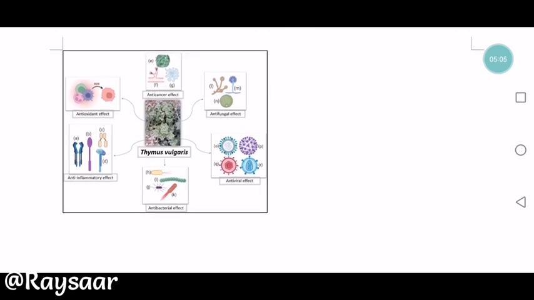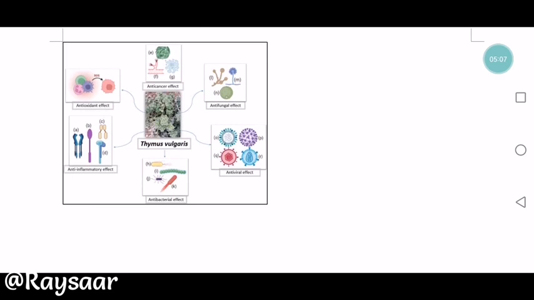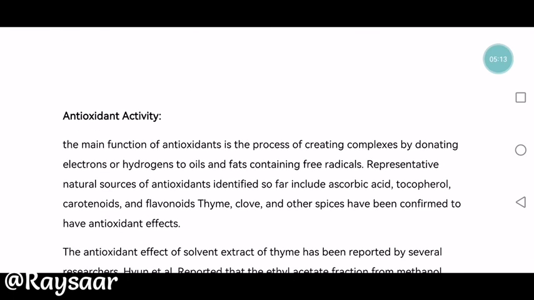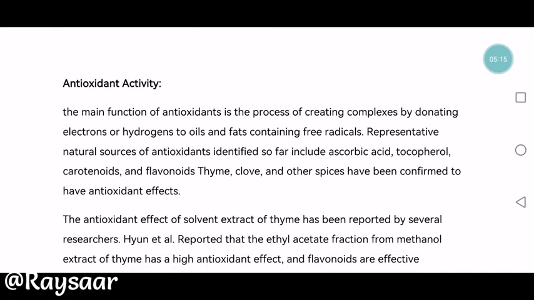Here we can see the types of thyme used in biological activities. Then antioxidant activity. The main function of antioxidants is creating complexes by donating electrons or hydrogen to oxidants and thereby neutralizing free radicals.